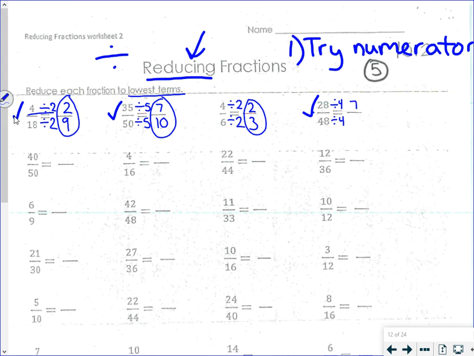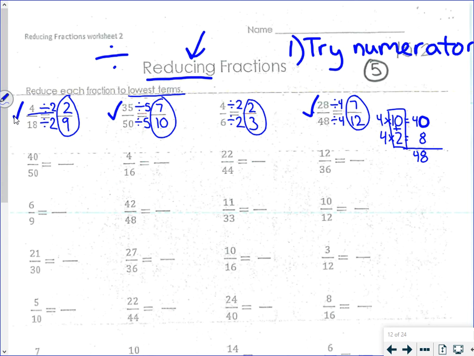48 divided by 4, so I know 4 times 10 is 40, and I need to get up to 8. So 4 times 2 gives us 8. Oh, that's frustrating, kids. So that would give us 48. So 10 plus 2, that would give us 12. Can we go smaller than that? I do not think so.